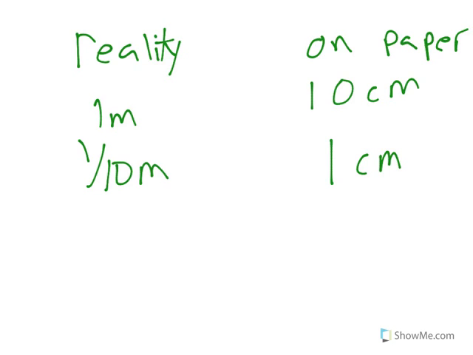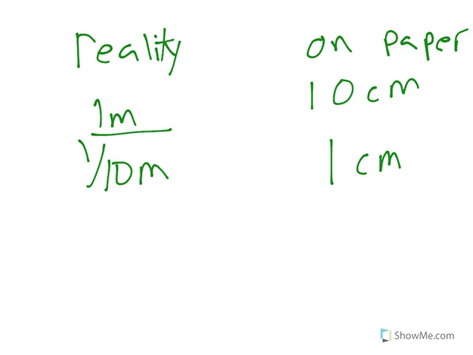So let's look at this. If 1 meter is 10 centimeters on paper, then 1 centimeter is 1/10 of a meter. So at 2 centimeters, I'm at 2/10 of a meter. 3 centimeters, 3/10, 4, 4/10, 5, 5/10, 6, 6/10, and so on until I get to 10 centimeters. Then I'm at 10/10, which is equal to 1 meter. So this is the conversion we can use. 1 centimeter on paper is equal to 1/10 of a meter in reality.